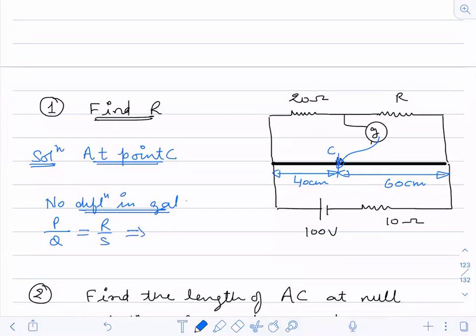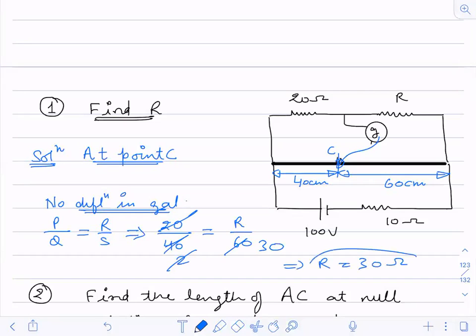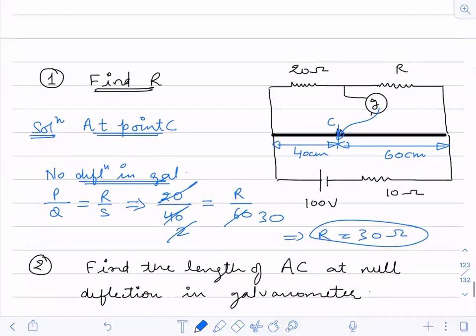Using this, I can write 20 by 40 is equal to R, which is unknown to me, divided by 60. Fine. So this will become 2, this will become 30. So R becomes now 30 ohms. Is it clear to everyone?